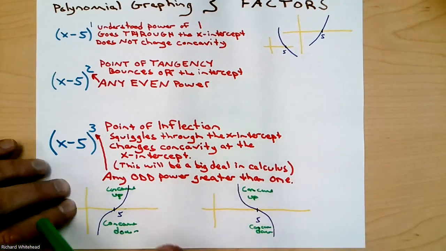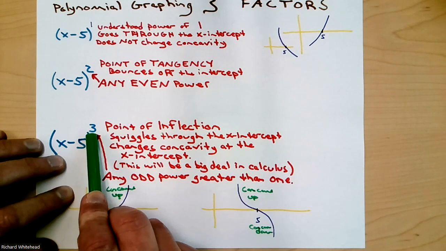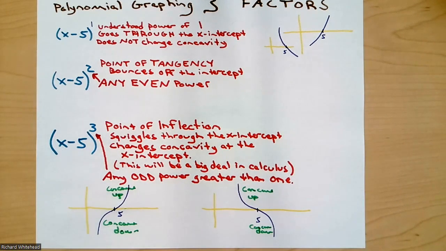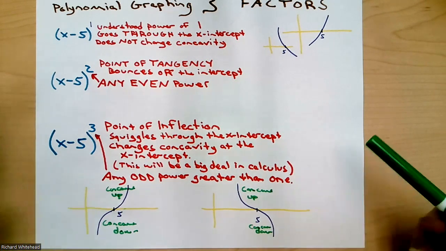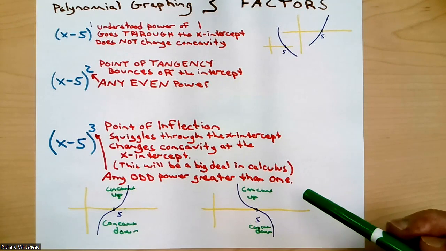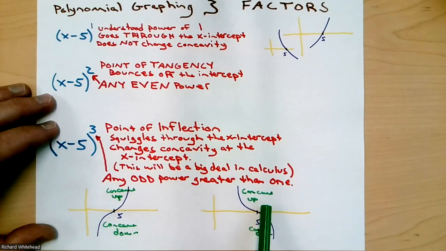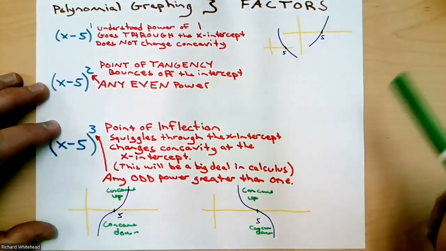So any factor with an odd power greater than 1 gives roughly approximately the shape of the graph. Our graphs are not going to have to be perfect, especially when you get to calculus, because like I said, this is going to be a big deal there. The whole concept of finding when something's concave up or down makes a huge difference. But an odd power greater than 1 creates the point of inflection where you squiggle through the graph. An odd power equal to 1, you just curve through the graph.